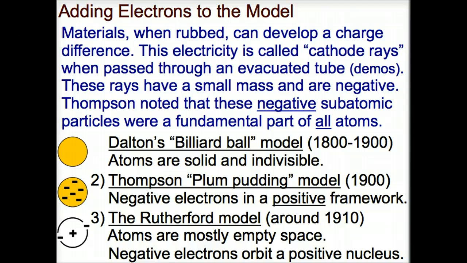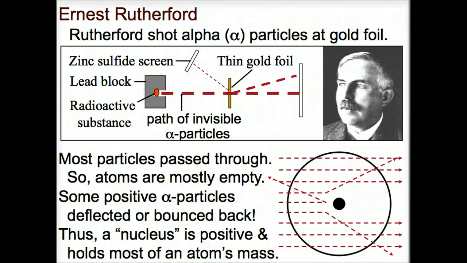Rutherford's model, though, came about in around 1910. He discovered that atoms are actually mostly empty space, but that the negative electrons orbit a positive and very small nucleus. He did that through a little experiment that is shown here. Alpha particles, basically positive radioactive particles, were hit into a piece of thin gold foil. And if there was nothing positive inside the gold that it's hitting, then these alpha ray particles would pass straight through to his screen on the other side. And many of them did. Most of them just hit into empty space.